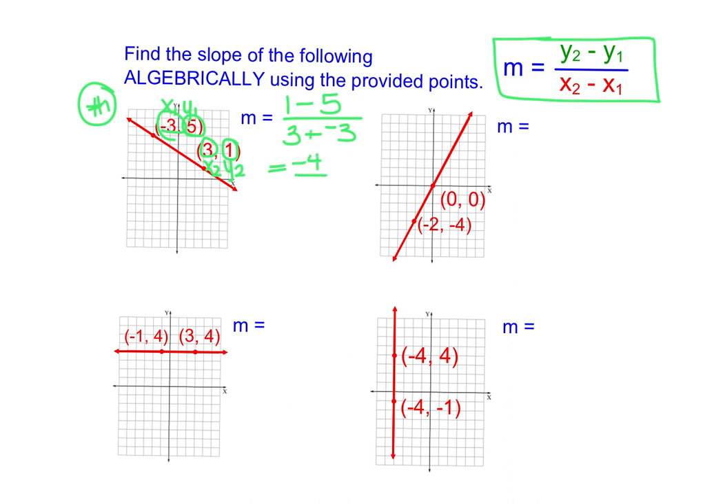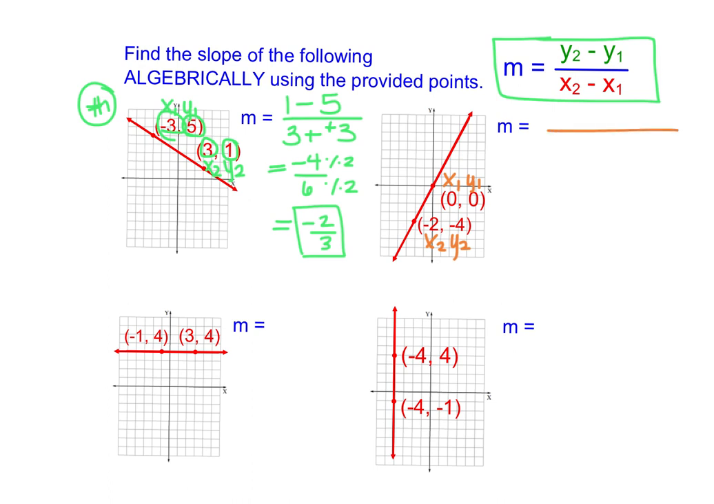Then I use keep, change in my denominator, and I get 3 plus 3 is 6. Then if I simplify this fraction, I find that my slope of this line is a negative 2/3. Then if I move on to the second example, what I see here is I have 2 points, so I'm going to label them x1, y1, and x2, y2.